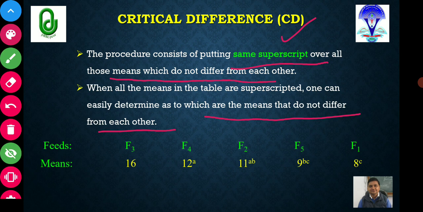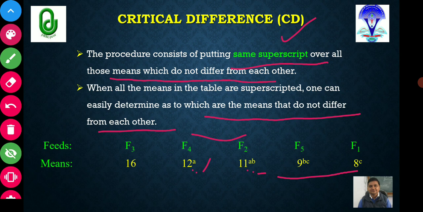Whereas if you see F4 and F2, the F4 is having superscript A, whereas F2 is having A and B. So A and A superscript is matching. That is why F4 and F2 are one and the same. There is no significant difference. Similarly, you can interpret in similar ways. So I hope this is also clear to you.